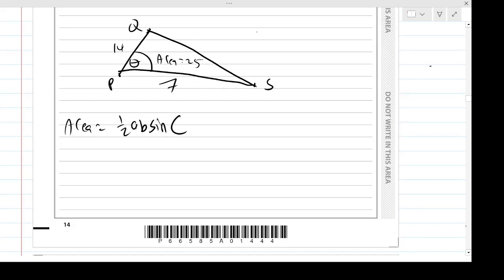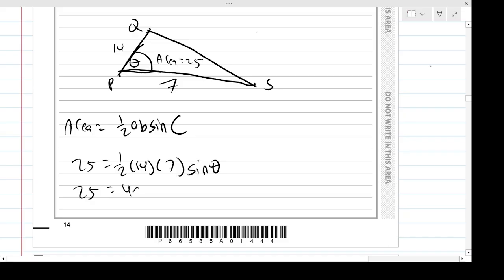And so it's a lot more apparent now. I can use this. So now I know the area is 25, and I've got the angle and also the two sides next to it, 7 and 14. So this is a half of 14 times 7 times sine of theta. If I simplify, a half of 14 times 7, that's 49. So 49 sine theta. Therefore, sine theta on its own, divide by 49, is 25 over 49.